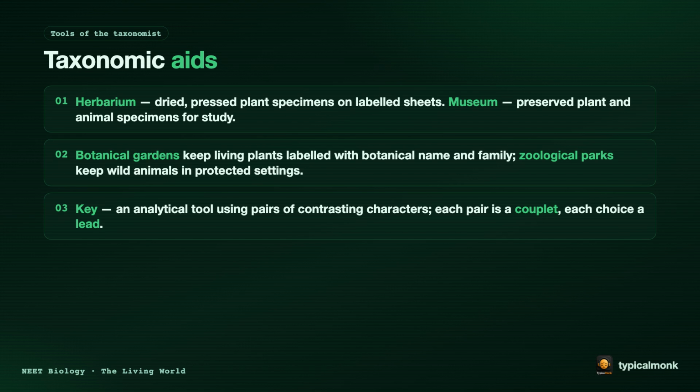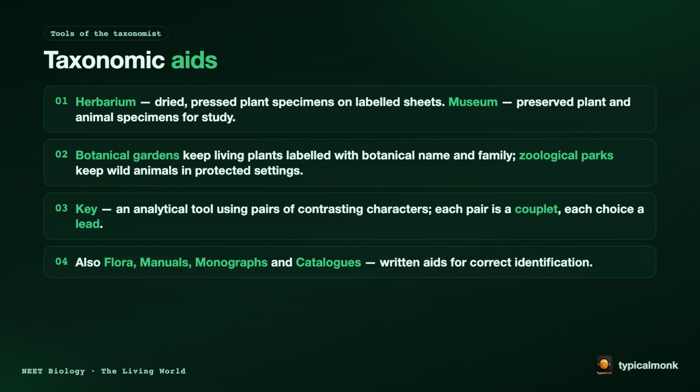A key is an analytical tool that uses pairs of contrasting characters. Each pair is a couplet, and each choice is a lead. And there are written aids too, like flora, manuals, monographs, and catalogs, all helping with correct identification.